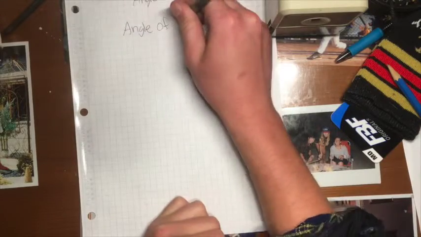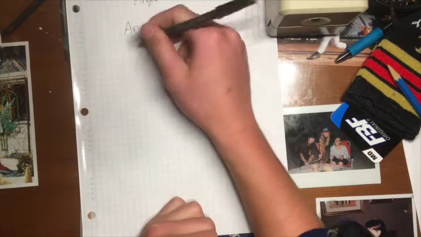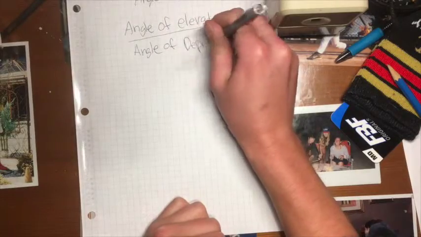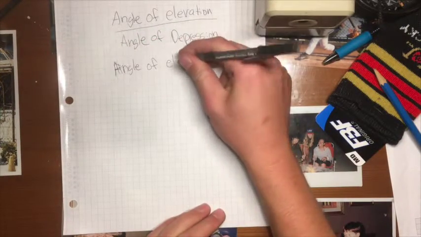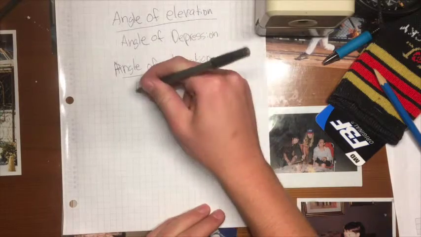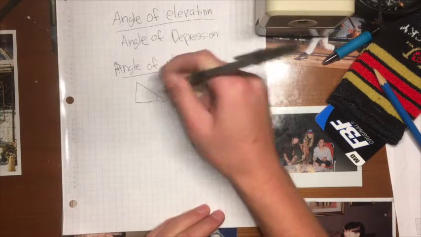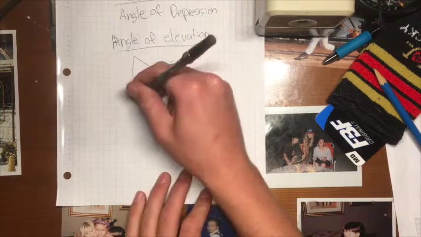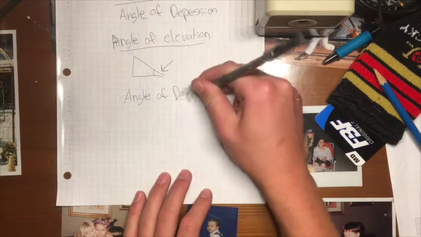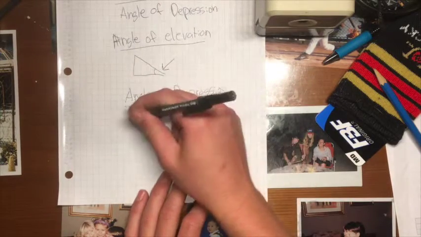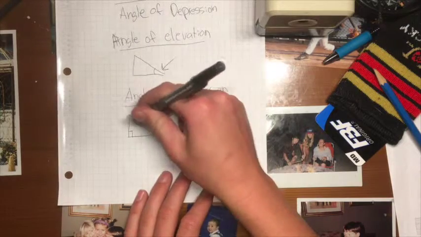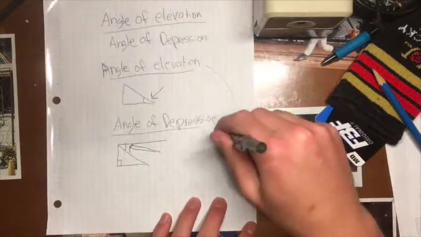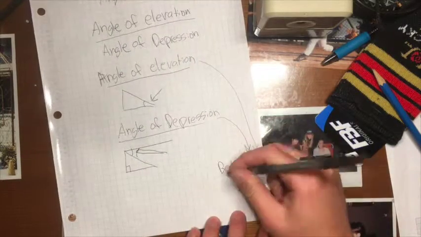Okay, let's talk a little bit about angle of elevation and angle of depression. First, let's talk about the angle of elevation. The angle of elevation is the lower corner of the right triangle. Now, angle of depression is a little bit different. You have your normal right triangle, but then you draw a line from the thing that's above. Both of these angles are congruent to each other.